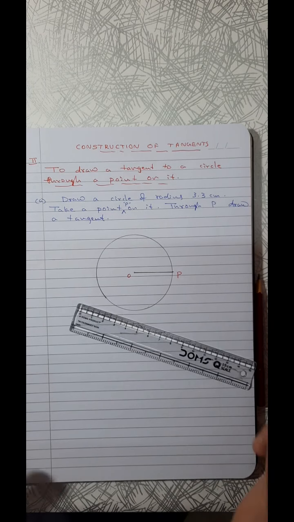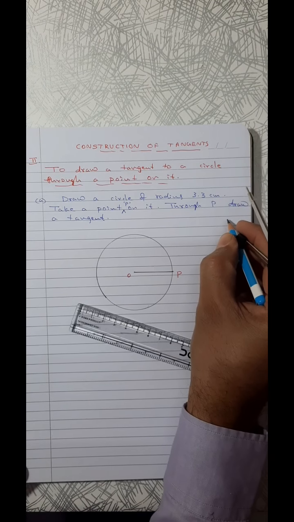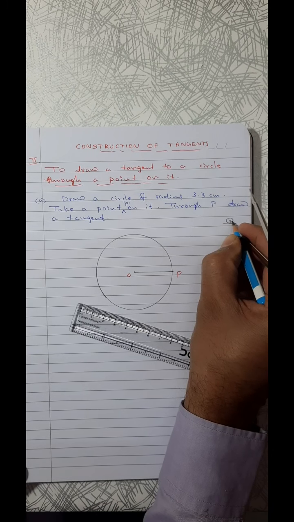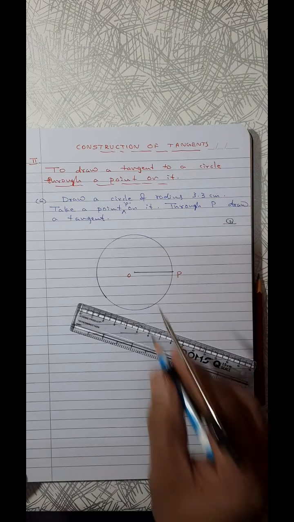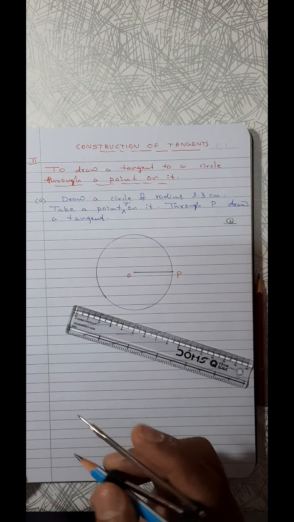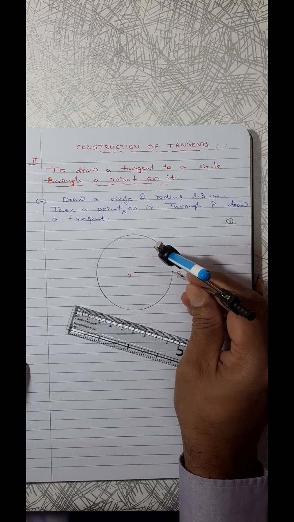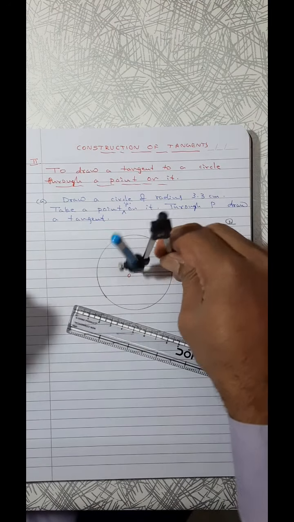Now we have a theorem. Already we studied one theorem: tangent and radius at the point of contact are perpendicular. So it is a radius, so the tangent will be perpendicular. So we will draw a perpendicular. That is enough. Simply draw the perpendicular, 90 degrees. We know how to draw.